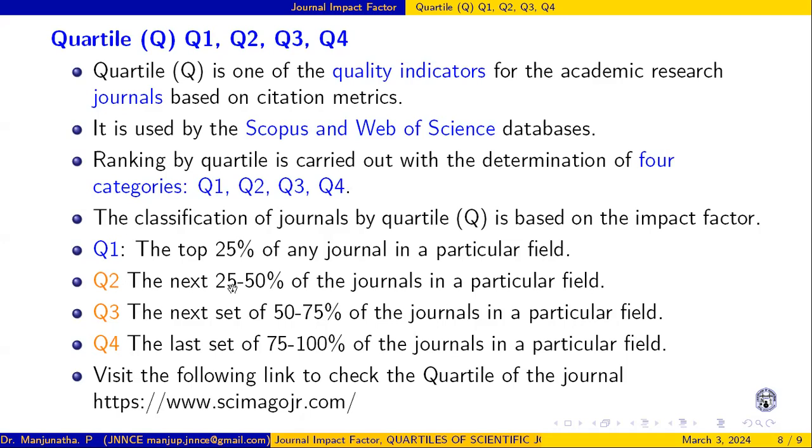Q2 is the next 25 to 50% of the journals in the particular field. Similarly, Q3 is 50 to 70% of the journals in a particular field. Q4 is the last set. If my publication is published in Q1, it has more weightage, and Q2 has the next weightage, and Q4 will have the least weightage. In this way we can check the quartile, or Q, also. We will visit the SCImago journal site, and I will show how to check any journal there.